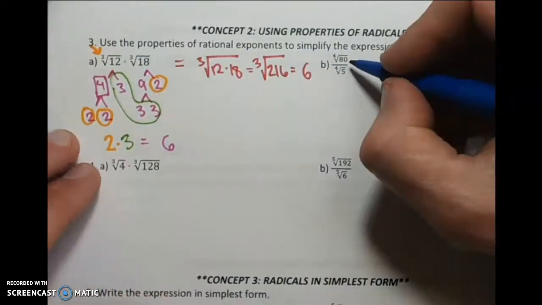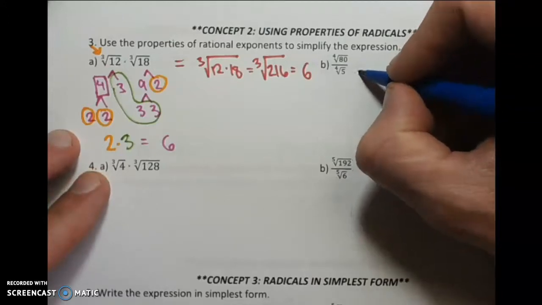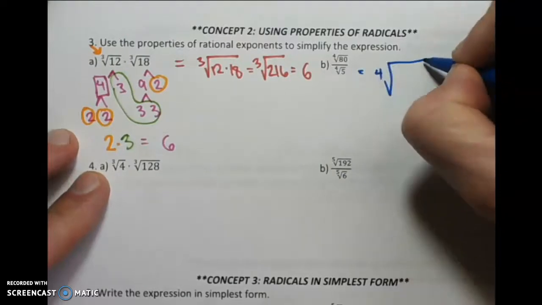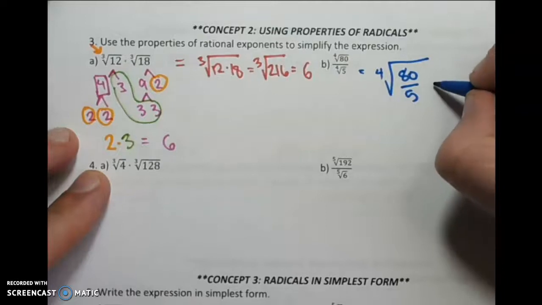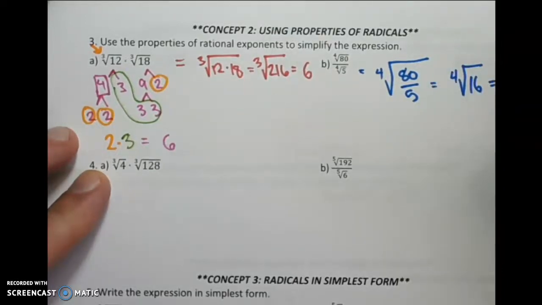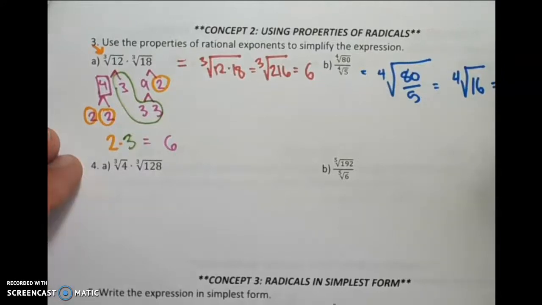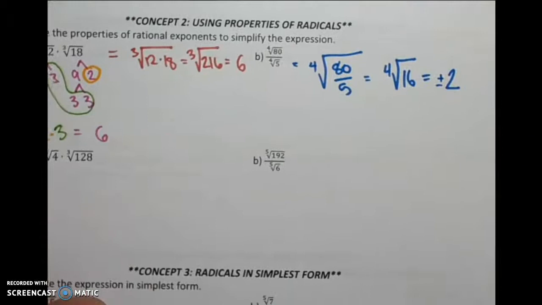This one, I get the 4th root of 80 over the 4th root of 5. And again, here's where I'd change this. I'd go the 4th root of 80 over 5. And what's 80 divided by 5? Well, it's 16. So I get the 4th root of 16, and that is going to give me 2. And since I really have that even root, I can make it positive and negative 2. So, positive, negative 2 there.